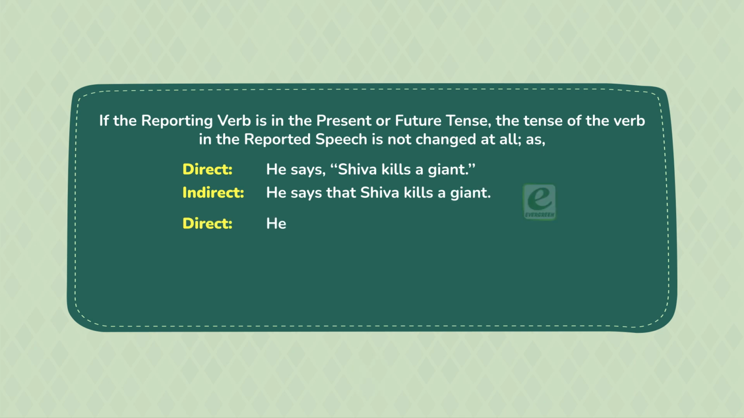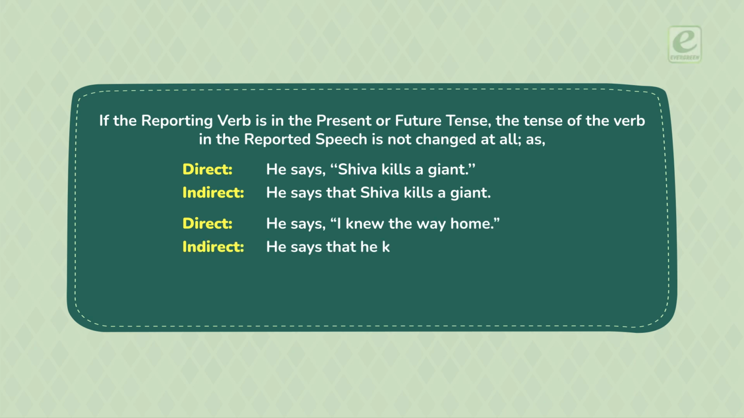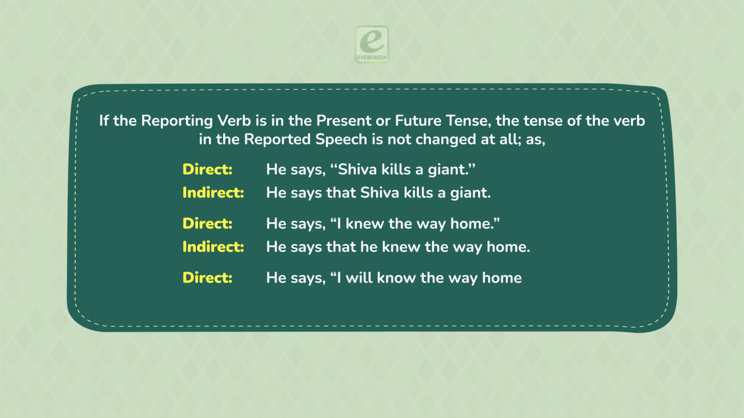Direct, he says, "I knew the way home." Indirect, he says that he knew the way home. Direct, he says, "I will know the way home." Indirect, he says that he will know the way home.